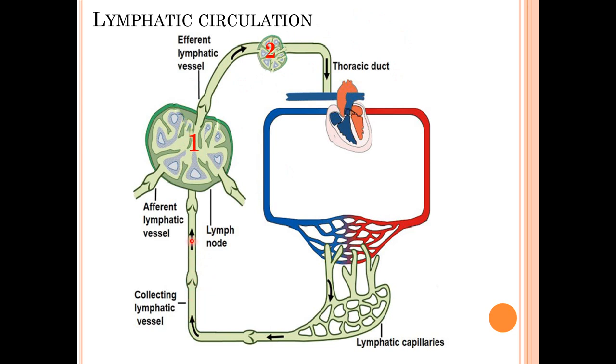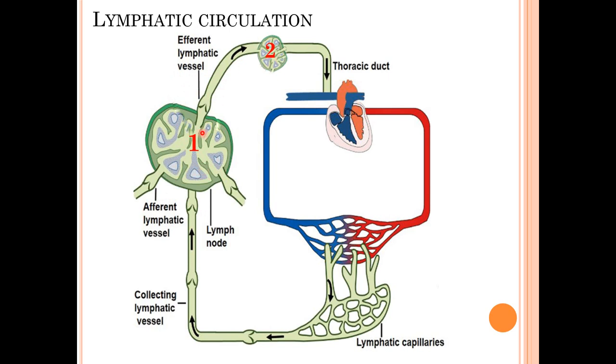The lymphatic vessel which brings the lymph to the lymph node, we call it incoming. This is called afferent lymphatic vessel that brings the lymph. After the lymph is cleaned inside the lymph node, the lymphatic vessel that takes the lymph away from the lymph node is the outgoing one. This is called efferent lymphatic vessel. The difference is the A and E. Afferent, incoming. Efferent, outgoing.